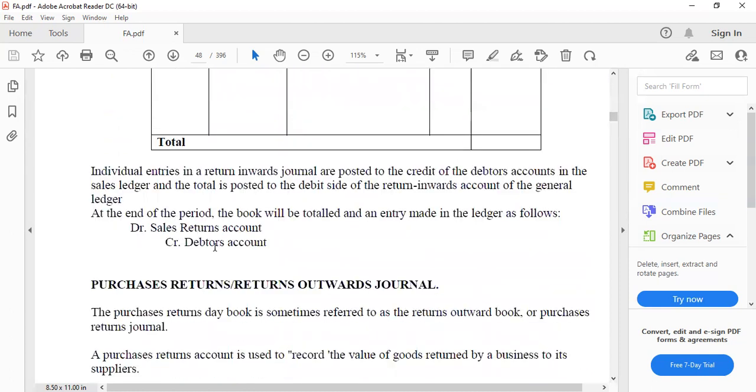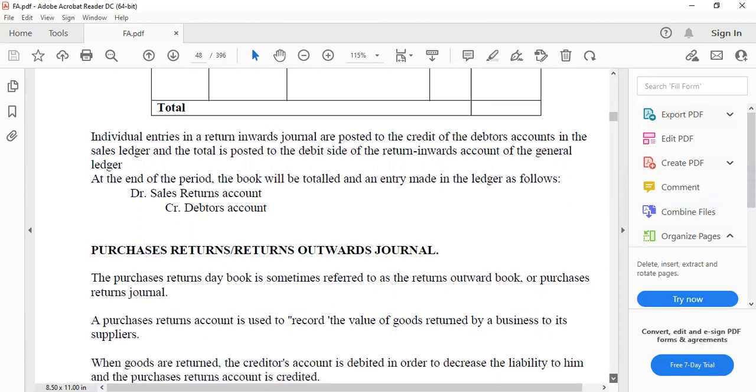You debit sales return and you credit debtors. And crediting debtors is the one for which you issue a credit note. A credit note will tell the customer that the amount you are supposed to pay has reduced.